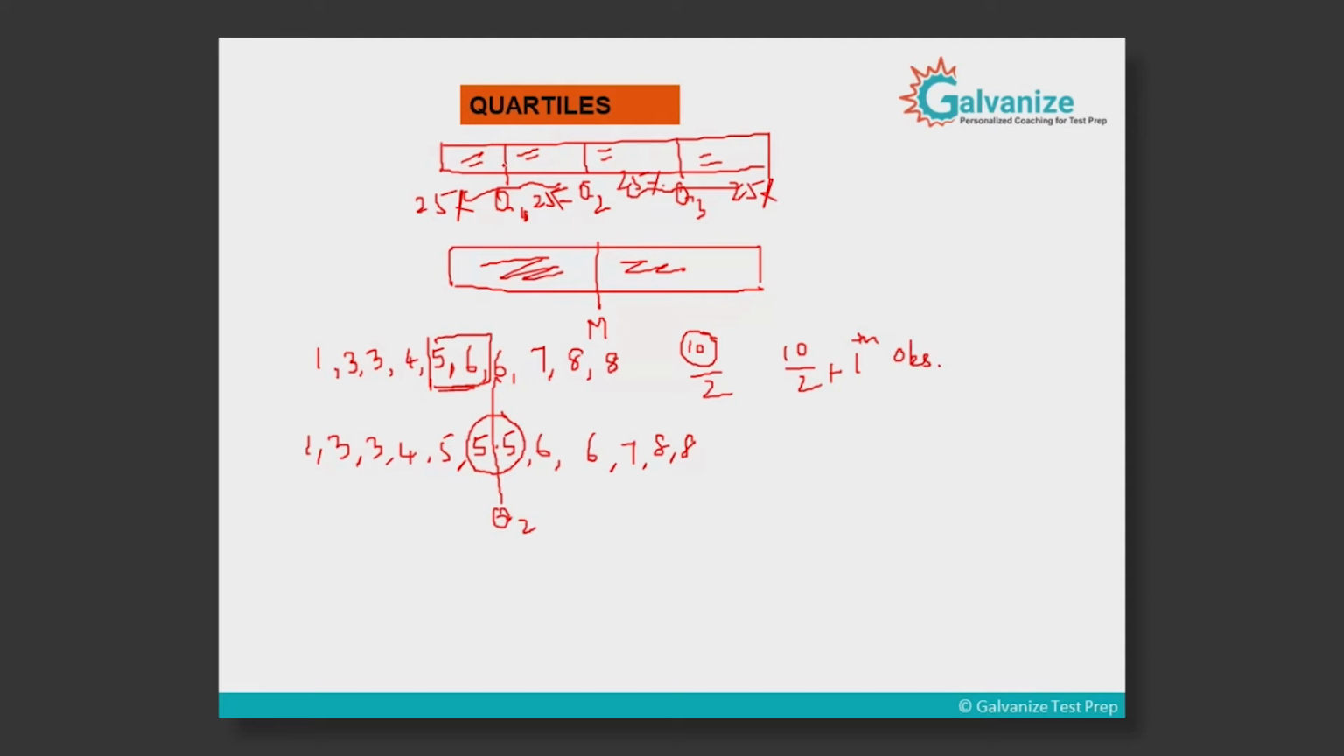Now the next step is to find Q1. You will take the lowest value up to Q2 and find the median of this set of observations here: 1, 3, 3, 4, 5, 5.5. Out of these, there are 6 elements in this data set. Again, you need to find the mean of 3 and 4. That will be 7 by 2, which is 3.5. So my next step will be to insert this here, which is Q1.